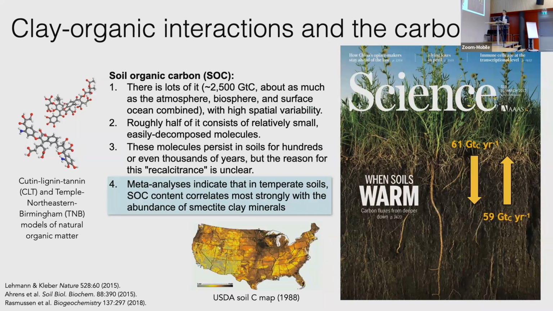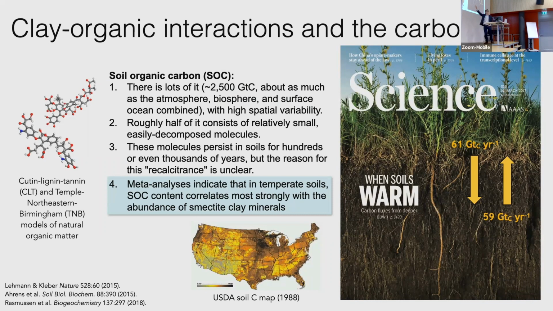We don't know why, but recent meta-analyses suggest that there's a kind of correlation between the dynamics of carbon in soils and the abundance of certain types of fine-grained minerals. Particularly in temperate soils, there seems to be correlations with the abundance of these smectite clay minerals. Nobody knows why. Some people have suggested that it's because of adsorption that somehow protects the organic matter from being eaten by microbes. I don't see how that would be possible because microbes would have evolved to be able to eat it anyway. But there's something going on with the mineral-organic interactions.